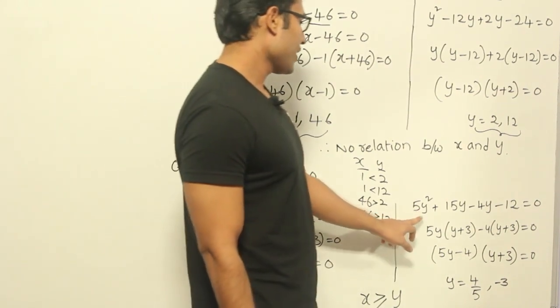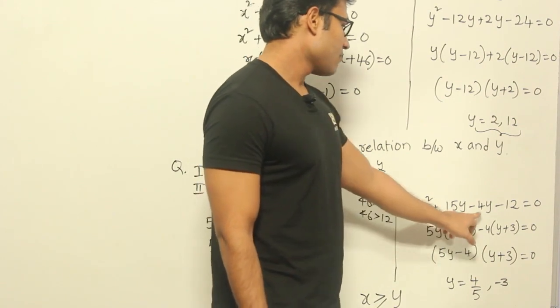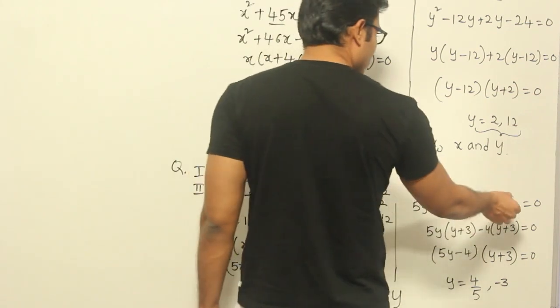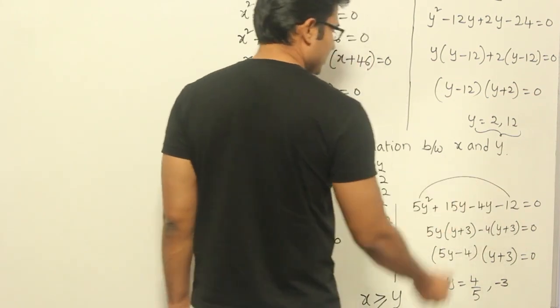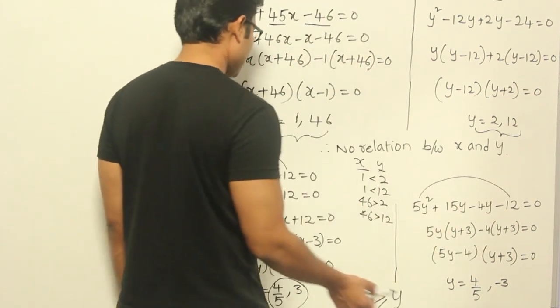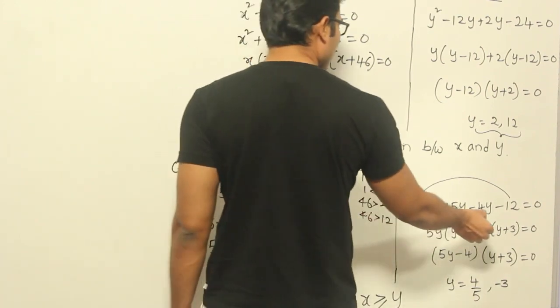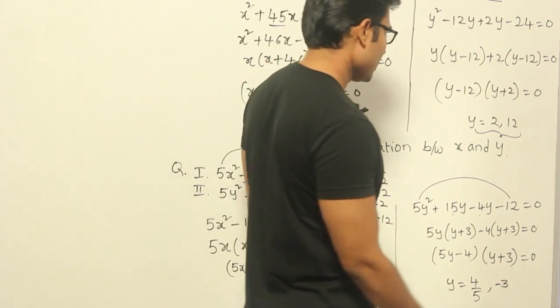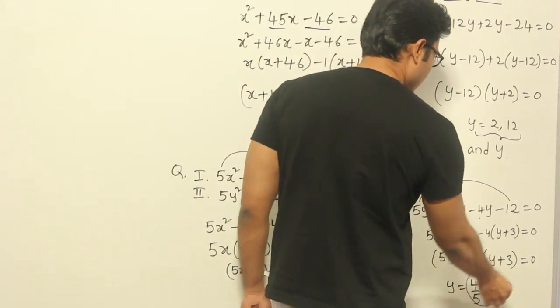Now for this one, 5y square plus 15y minus 4y minus 12 equal to 0. So the product of two numbers has to be minus 60 and the sum of the two numbers has to be 11, right? In that case you are going to get plus 15 and minus 4. So if I write it that way, I'll be getting 4 by 5 and minus 3.